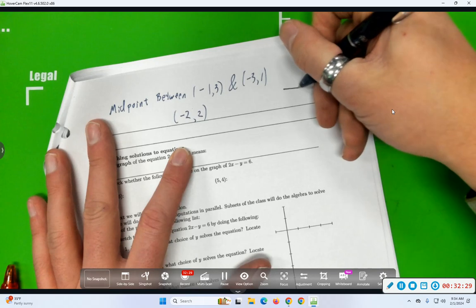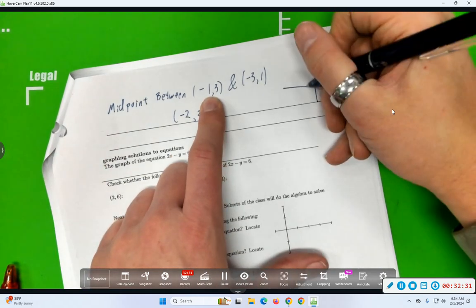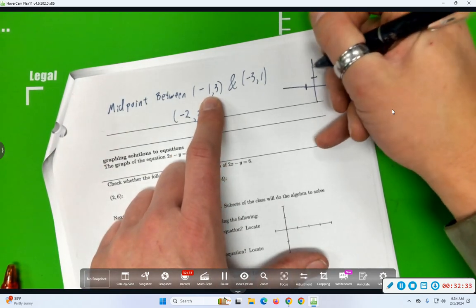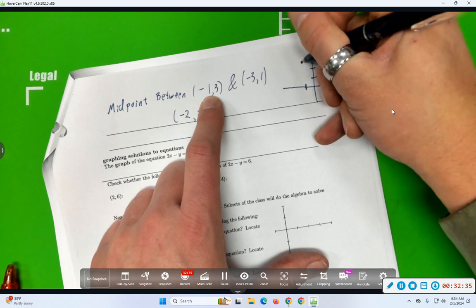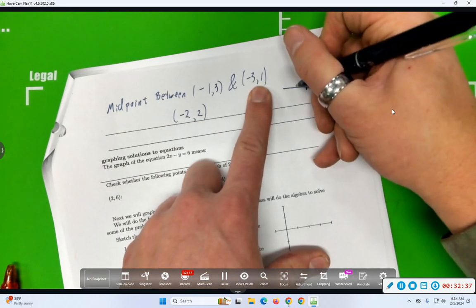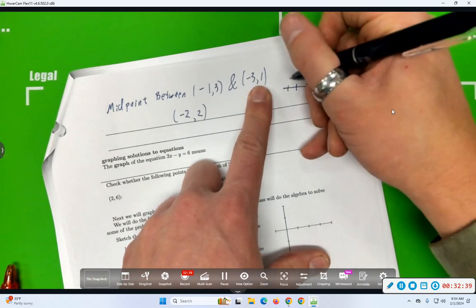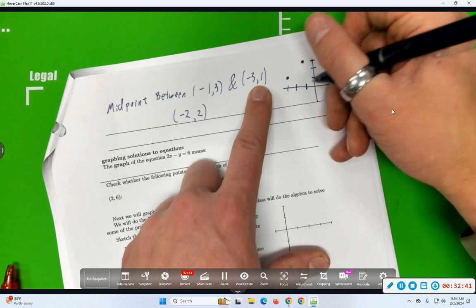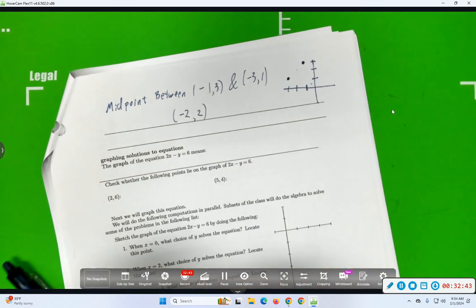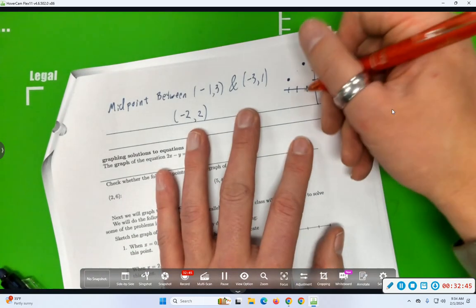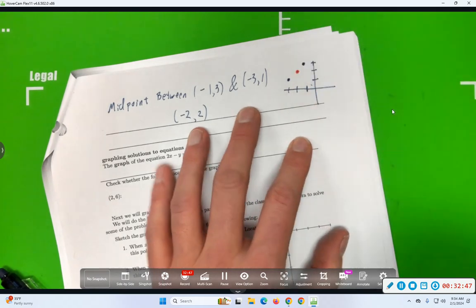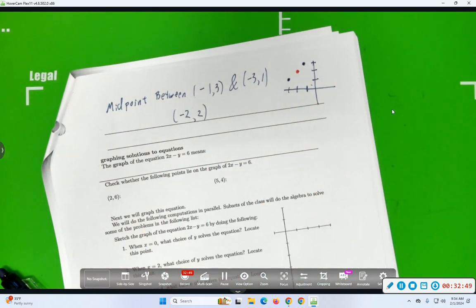All right, so let's draw these. -1, 3. So it's -1 in the x direction, 1, 2, 3 in the vertical direction. -3, 1 is 3 to the left, 1 up. And -2, 2. Does that seem like it's halfway between those 2 points? Great, yeah. I think the formula seems sensible. So you can compute midpoints between any 2 points.